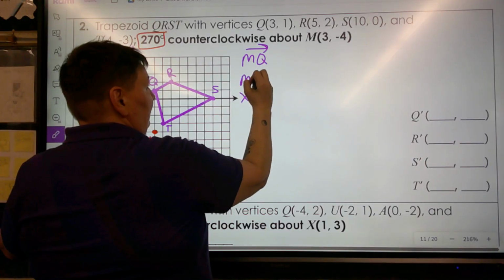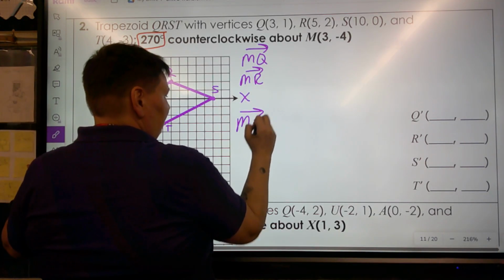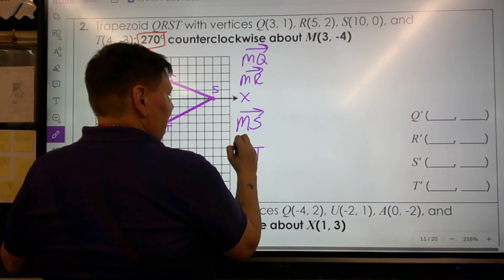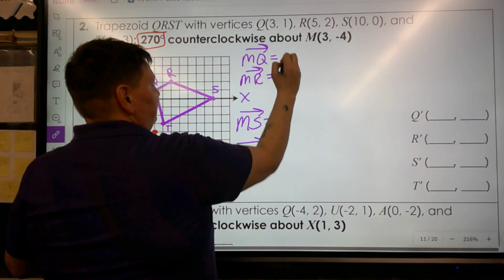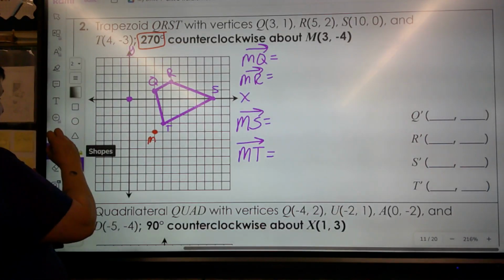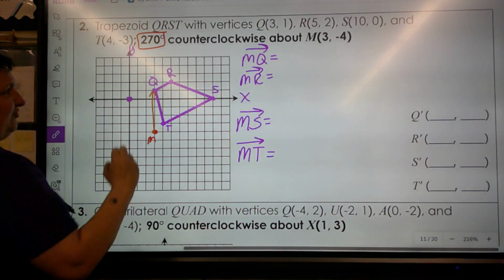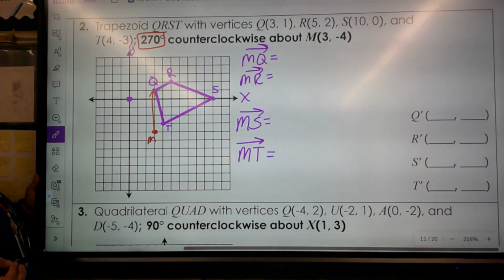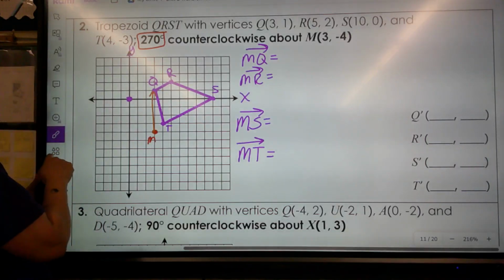M to R, M to S, and M to T. Remember, we put the arrow on top to denote that this is a vector, because we're actually looking at center of rotation to the point. So we're actually looking at an arrow. That's why it's a vector.